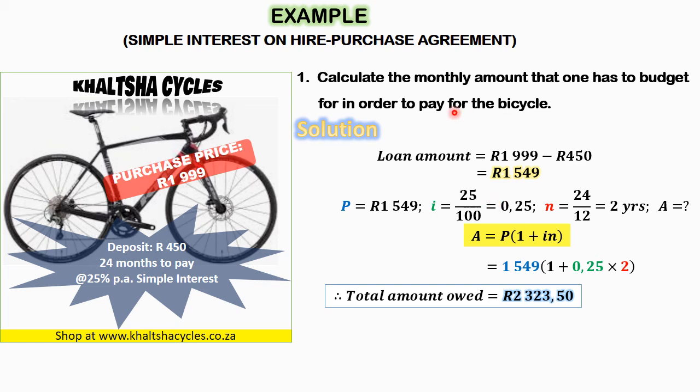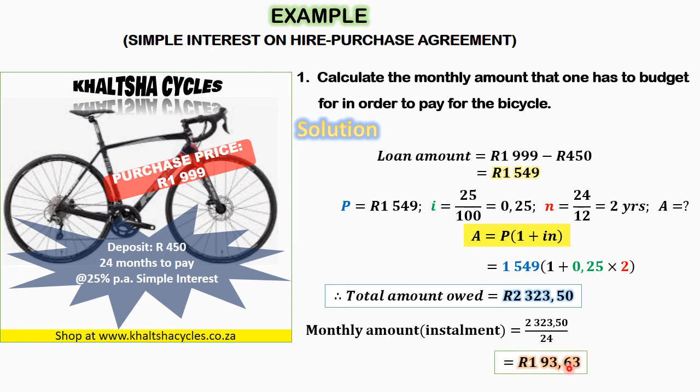All right. So we want to calculate the monthly installment. We know we are going to pay for 24 months, and then the total amount is 2,320 rand 50 cents. Therefore, getting the monthly installment is going to be simple because we just take the total and divide it by the total number of months, which will be 2,320 rand 50 cents divided by 24, which will give you 193 rand 63 cents.